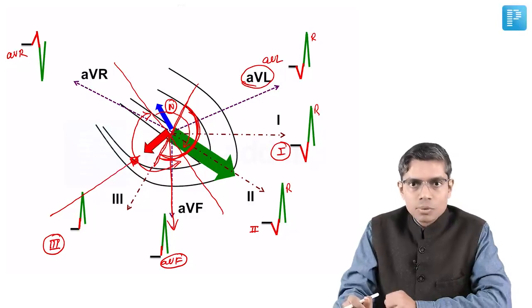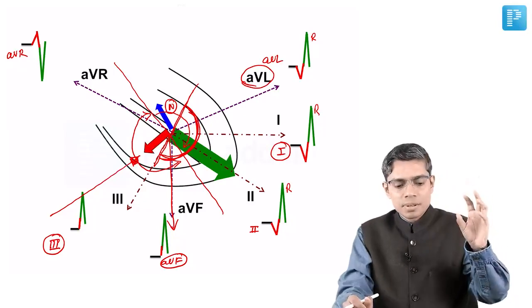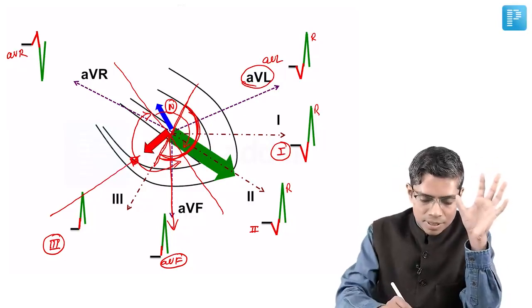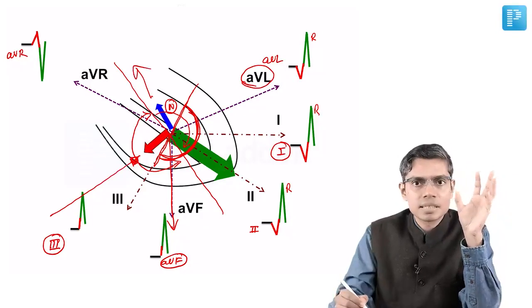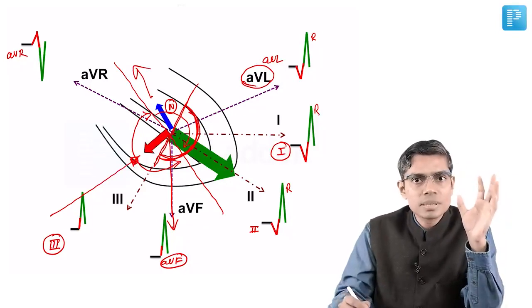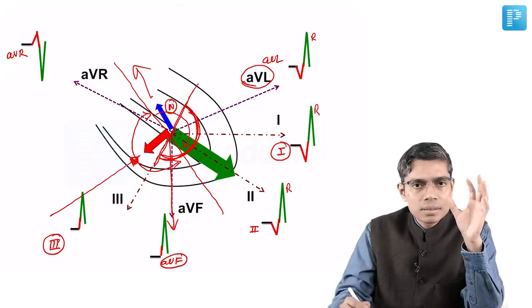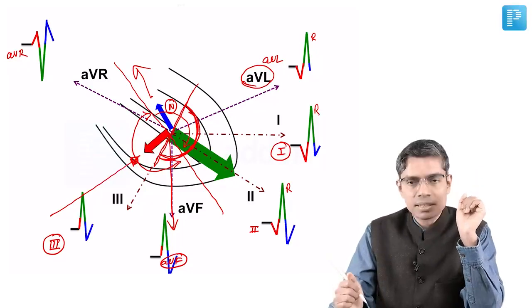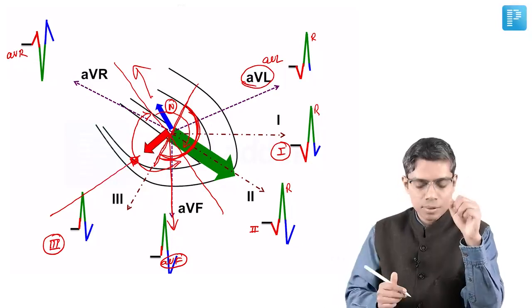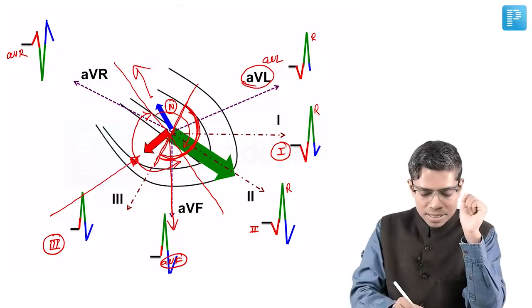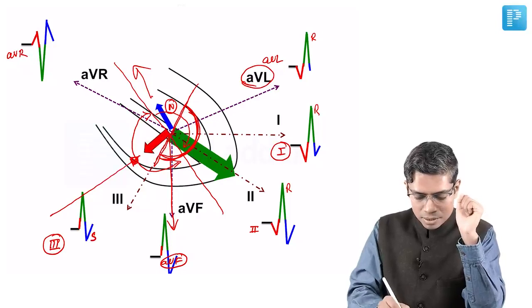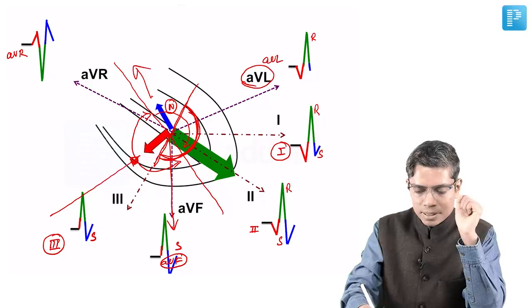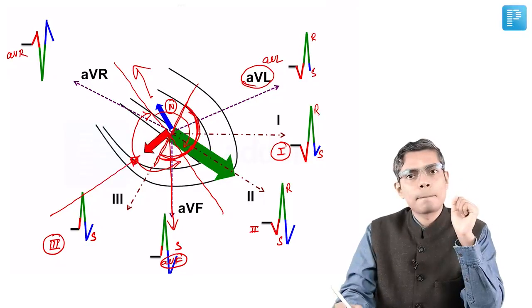So now which leads are going to give you positive? Only the AVR, because this vector is directed in the AVR direction, so that is going to give you positive. All other leads are going to give you the negative. So similarly I am drawing this blue color here. Look at this blue color, it is negative here, so this is the S wave, this is also negative here, S, this is also negative, S, and this is a small negative here.